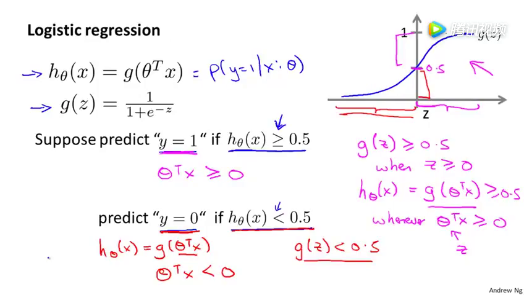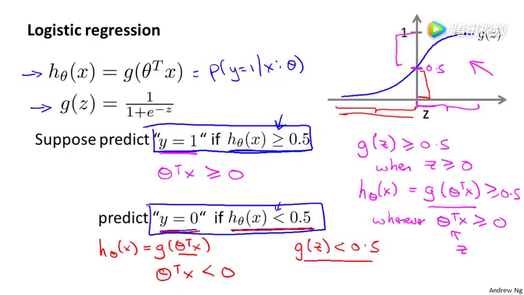To summarize what we just worked out, we saw that if we decide to predict whether y is equal to 1 or y is equal to 0, depending on whether the estimated probability is greater than or equal to 0.5 or whether it's less than 0.5, then that's the same as saying that we'll predict y equals 1 whenever theta transpose x is greater than or equal to 0, and we'll predict y is equal to 0 whenever theta transpose x is less than 0. Let's use this to better understand how the hypothesis of logistic regression makes its predictions.